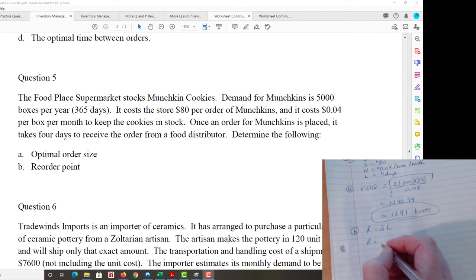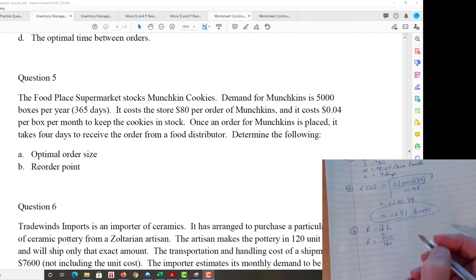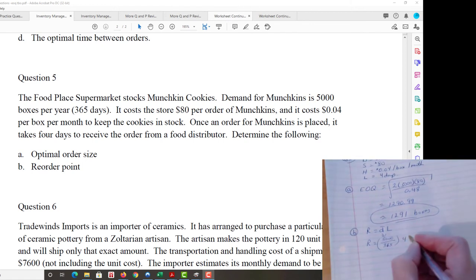So R equals, now we have, it takes 4 days. So L is 4. It would be awesome if we had daily numbers. So we have 5,000 boxes per year, 365 days per year. That gets us our D bar value. Times that by the 4, our lead time, and we get 54.79 boxes. Of course, that makes no sense. You're either ordering a box or you're not. So we get roughly 55 boxes. And that seals up question 5, right?